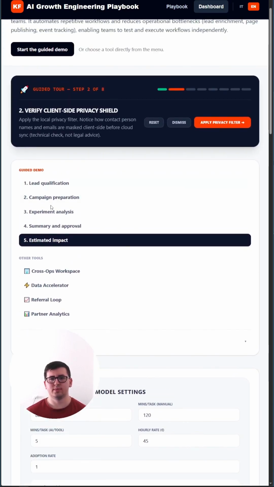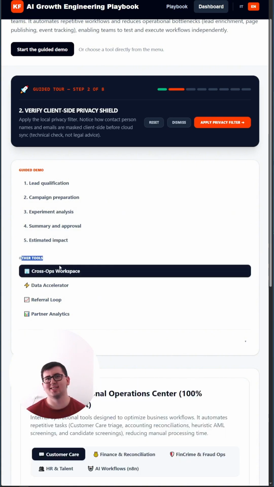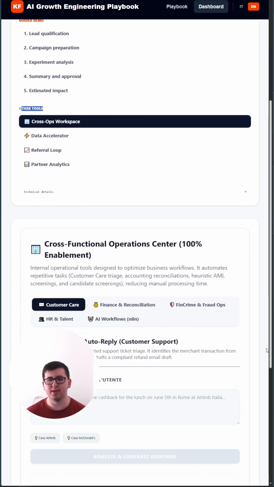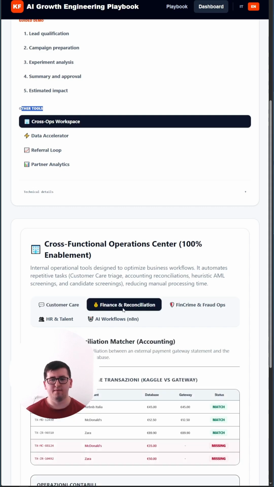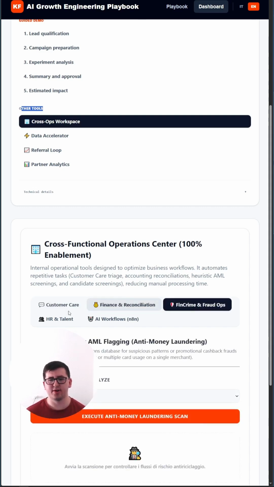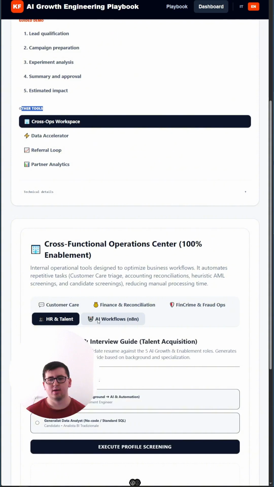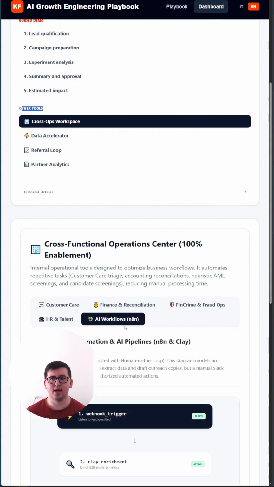So this is the little proof of concept with everything. Now, as I said before, we even have other tools because, as an AI growth engineer, the mental work, the method, is the same. So you could help even other teams of the business, like customer care, finance and reconciliation, FinCrime and fraud, HR talent, or building an AI workflow.